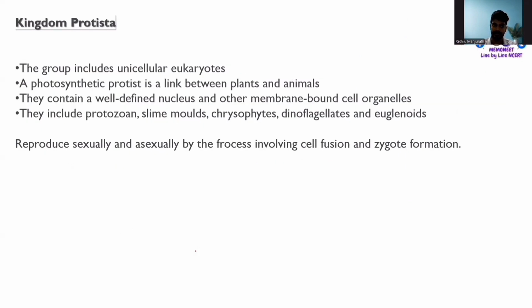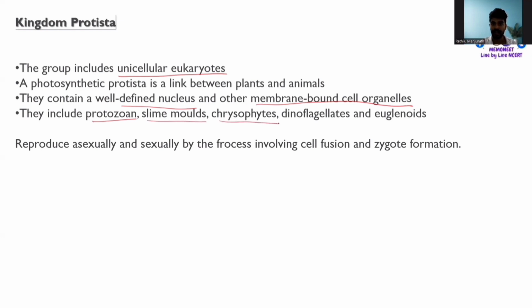The next kingdom is Protista. Kingdom Protista includes all the unicellular eukaryotes. They are normally photosynthetic in nature, so they act as a link between plants and animals. They also contain a well-defined nucleus and other membrane-bound cell organelles. They include the following subclasses: protozoans, slime molds, chrysophytes, dinoflagellates, and euglenoids.